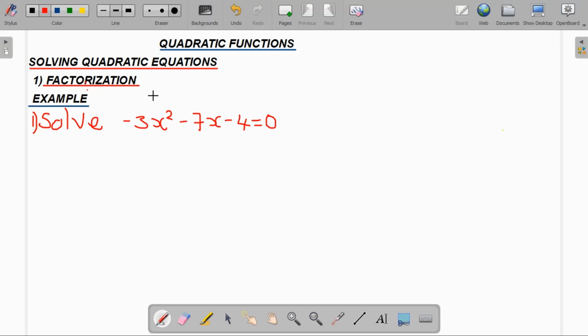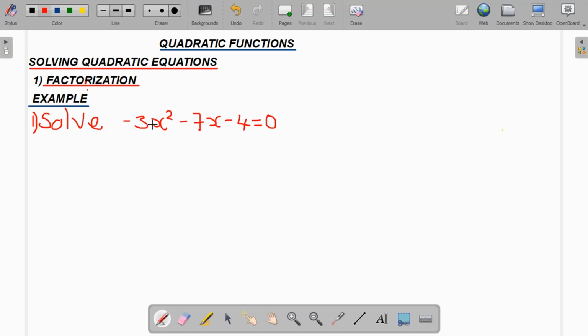In my next video, I'm going to talk about completing the square, and in another video we're going to talk about how to solve the quadratic function using the formula. But in this video, we are talking about how to solve this quadratic function using the factorization method. That's the method that we're going to use. Okay, so let's start.